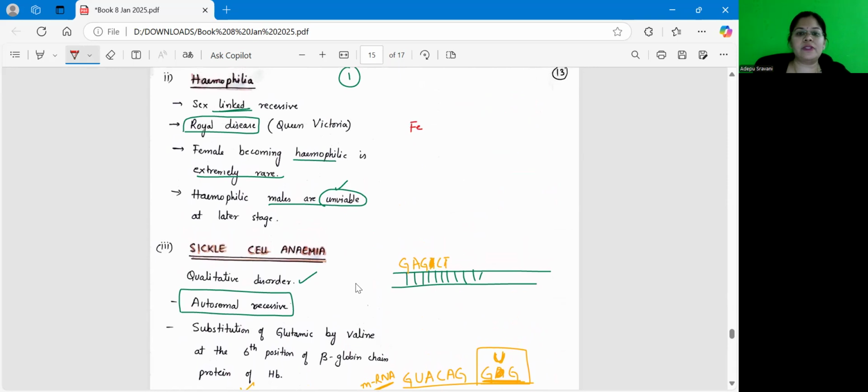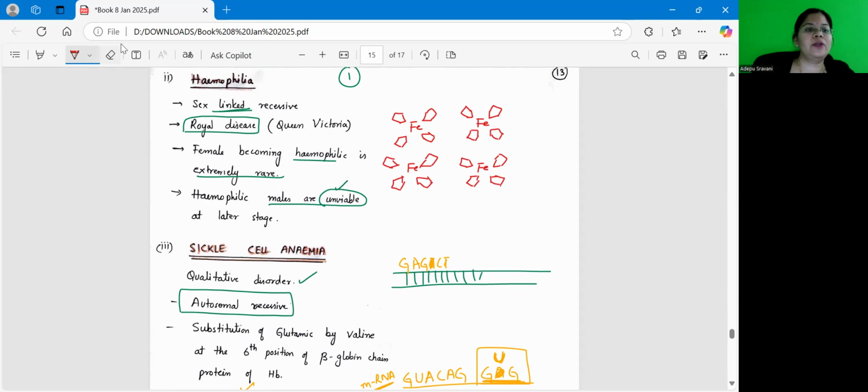So, roughly, if I want to draw the structure of hemoglobin, where should I draw? So let us assume this is my iron porphyrin like this. Okay. So I have 4 heme molecules, something like this, isn't it? Are you able to follow? Okay. So these are my 4 heme molecules. And to these 4 heme molecules, I have iron and porphyrins. Clear?